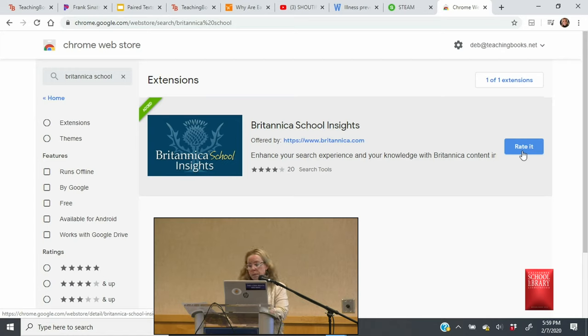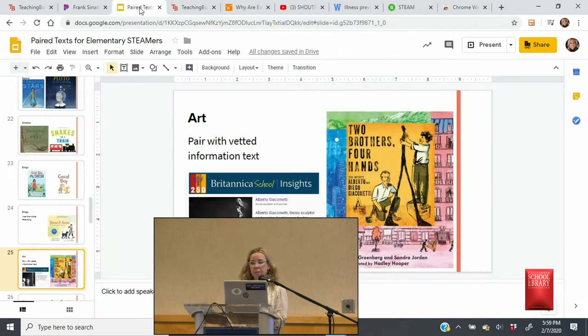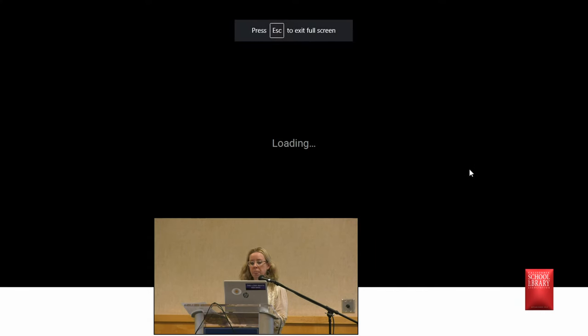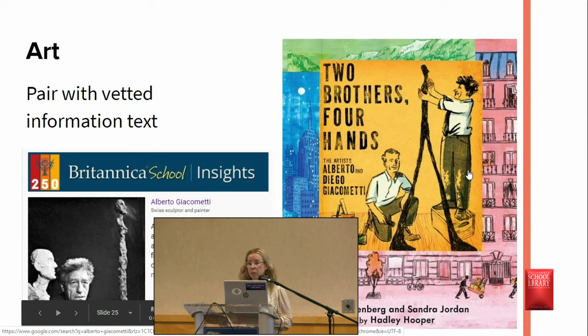the Britannica shortcut right there. So whatever you're searching, if there's anything on Britannica, it's a great way to get them to concrete information instead of just Googling it around. It doesn't take Wikipedia out, it pushes it further down the page.